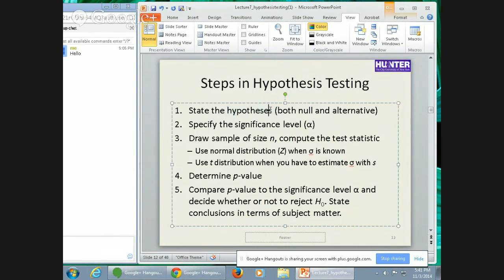First step is to explicitly state your null and alternative hypotheses. So you actually write them down. What is H0? What is your H alternative? That makes it very clear what you're doing.